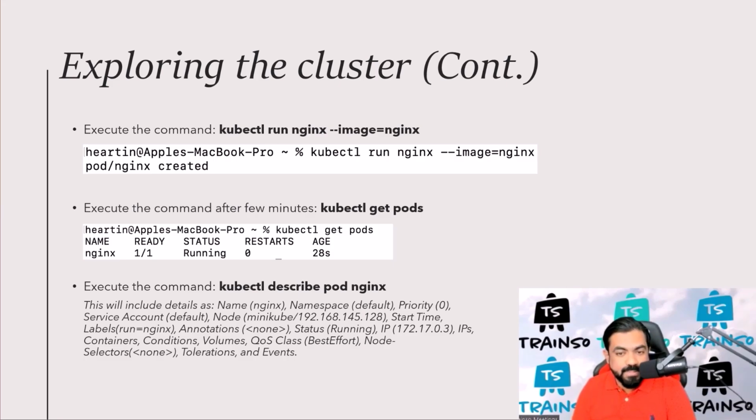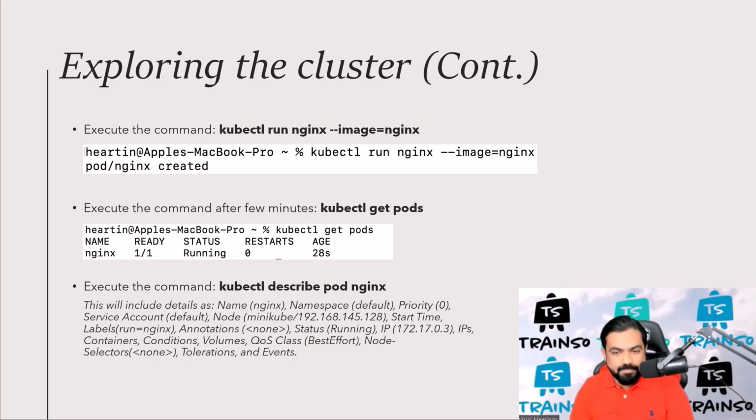After that, you can run kubectl describe pod nginx to get more information about this particular new nginx pod that was created. The response will include details such as name, which is nginx here, namespace, which is default here, priority, service account, node, start time, labels, annotations, status, IP, containers, conditions, volumes, QoS class, node selectors, tolerations, and even events. A lot of information is present in the response.